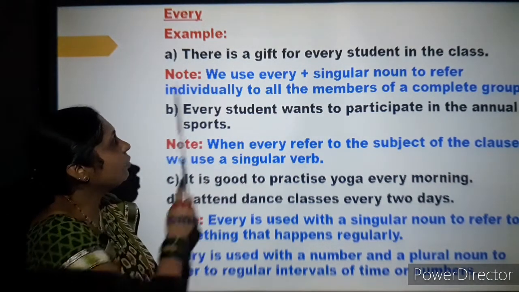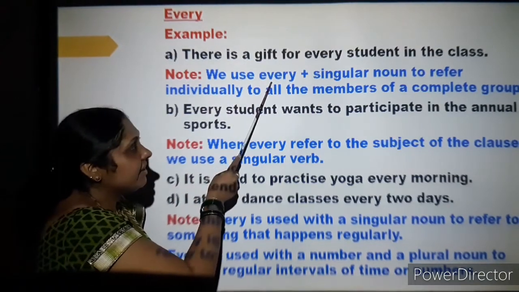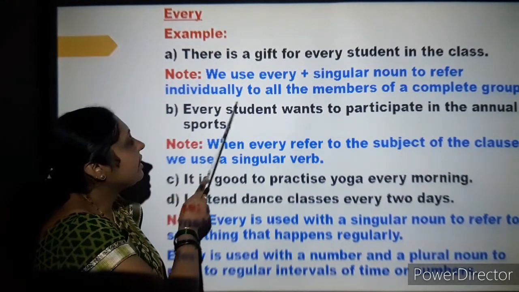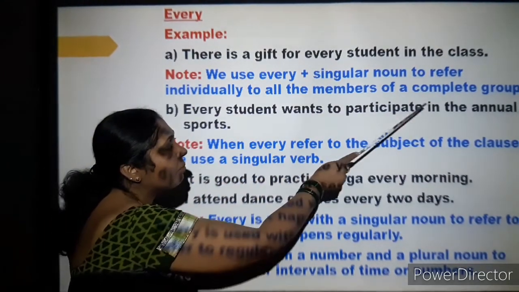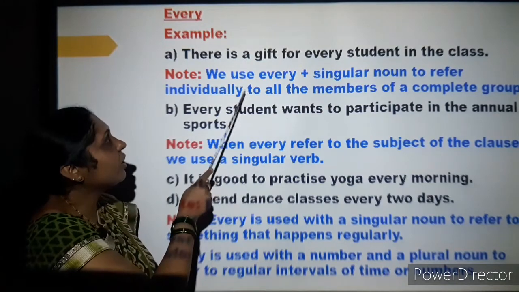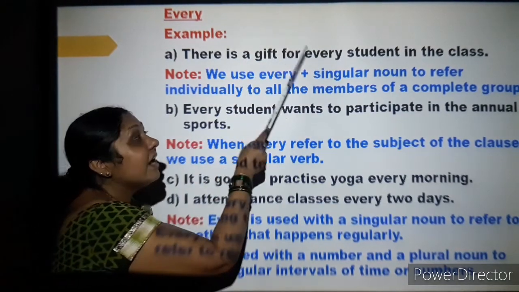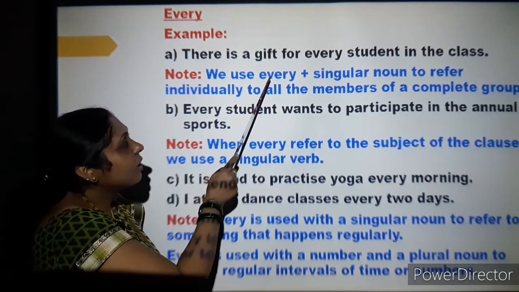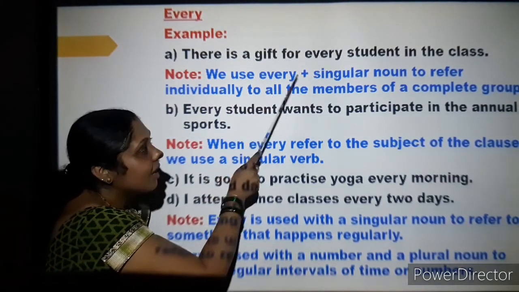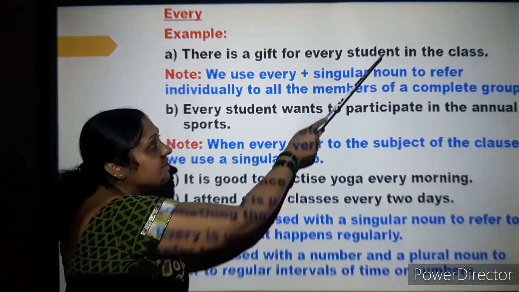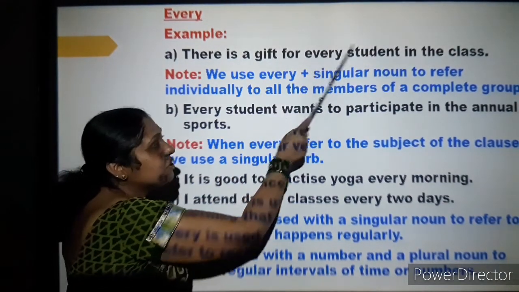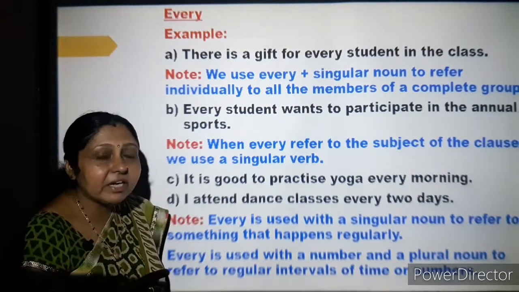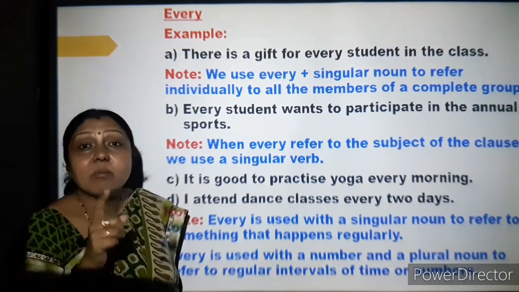See the note here: we use every plus singular noun to refer individually to all the members of a complete group. So, when you say there is a gift for every student in the class, what does it mean? Here you are using the word every plus a singular noun, every student. Now, what does it refer to? It refers individually to all the members in the complete group.